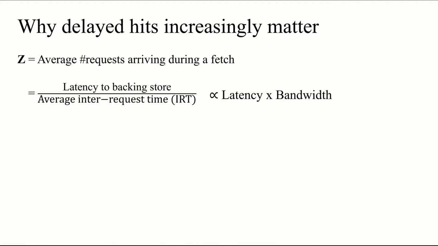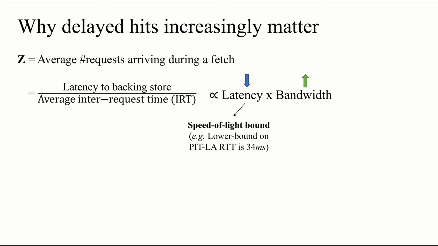Thanks to the efforts of this community, we see a clear trend in these quantities. Latencies continue to go down, and bandwidth continues to go up. However, latencies are quickly approaching their speed of light bounds. For instance, the theoretical lower bound on RTT between Pittsburgh and LA is 34 milliseconds, and we're not too far off from here today. Conversely, the link bandwidth continues to grow at unprecedented rates.